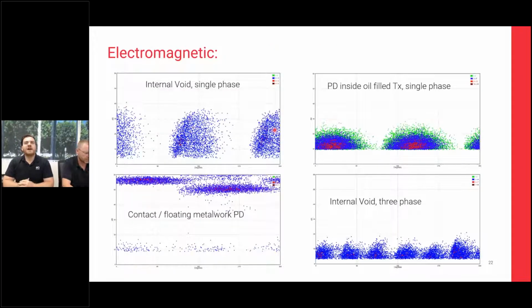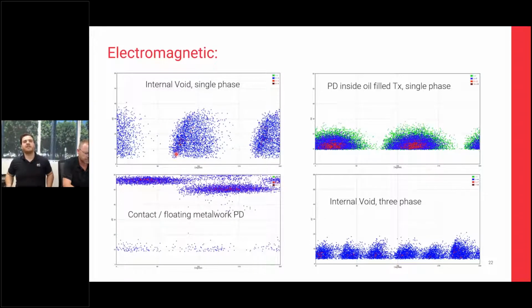So these are our electromagnetic or TEV phase plots. These are some examples of what you will run into in the real world, and they all follow some telltale signs. And that is clusters of activity with 180-degree separation on the sine wave. So your most classic one is this here, the internal void on a single phase.